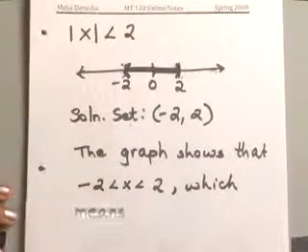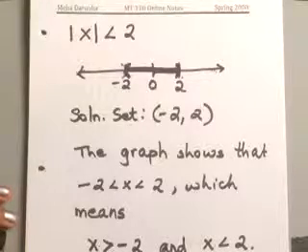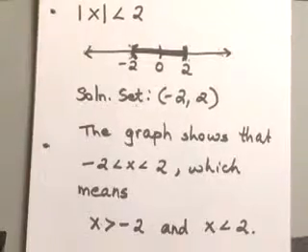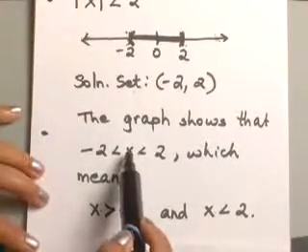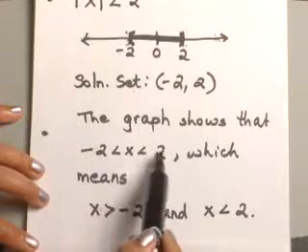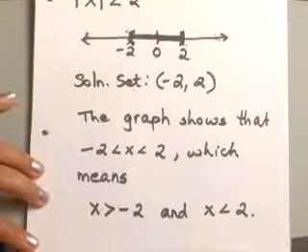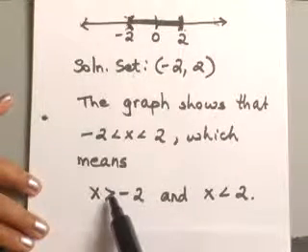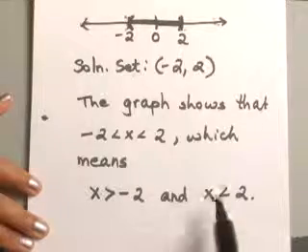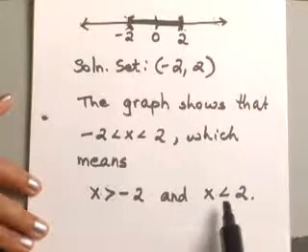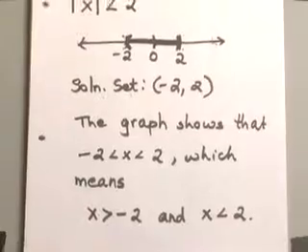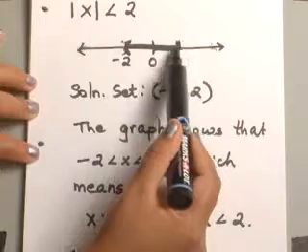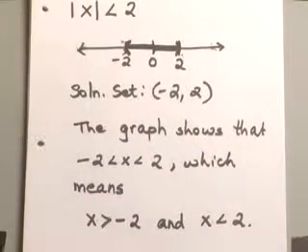Now, if we were talking about this in terms of a compound inequality, we are saying that the value of x is going to be contained between negative 2 and 2, not including the endpoints. As a compound statement, you can write it as x is going to be greater than negative 2 and x is going to be less than positive 2. Again, if you look at this in terms of the graph, x is greater than negative 2 and x is less than positive 2.